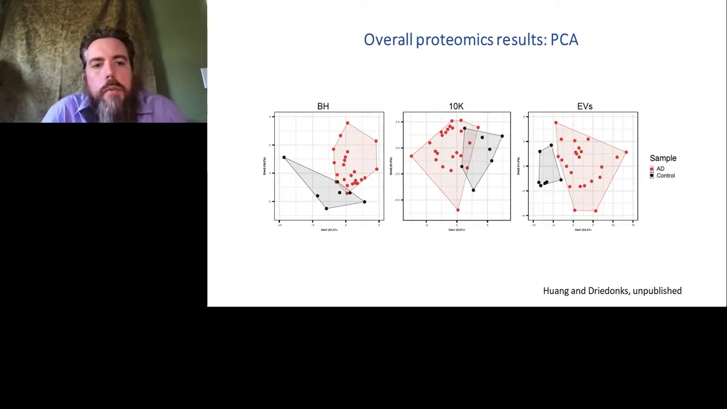Our overall proteomics results from these brain-derived EVs that we were able to harvest showed that the EV fraction, the purified EVs, were the best at separating the AD samples from the control samples overall.